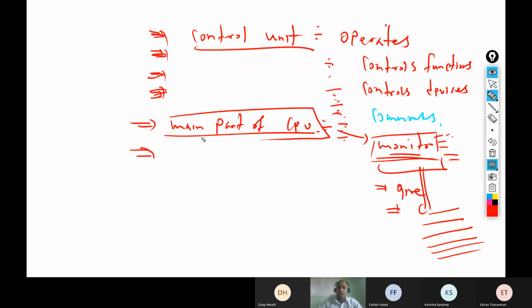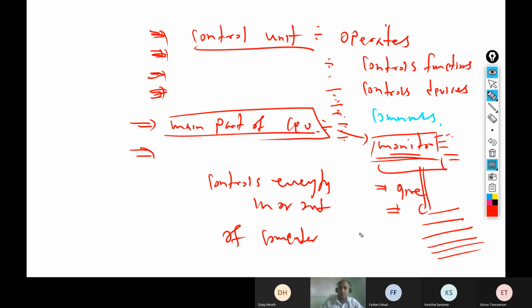The control unit is like a monitor. That means the control unit controls everything in and out of the computer system. The control unit is the one who gives instructions to the ALU. The CU gives instructions.